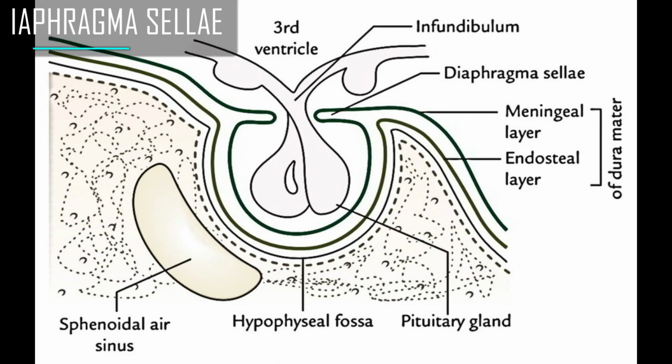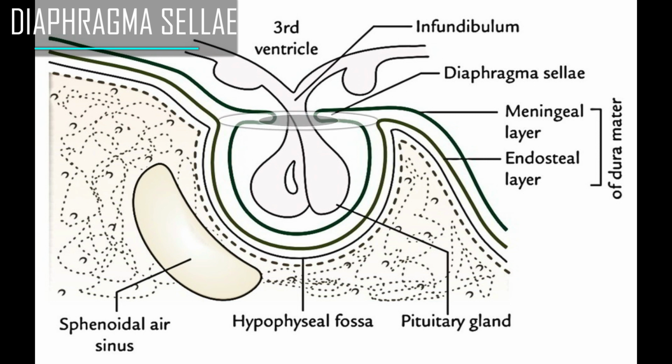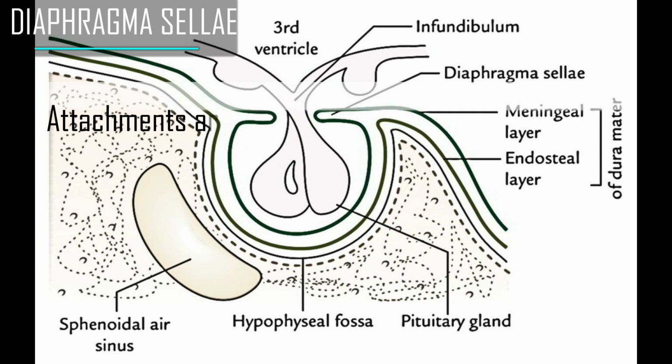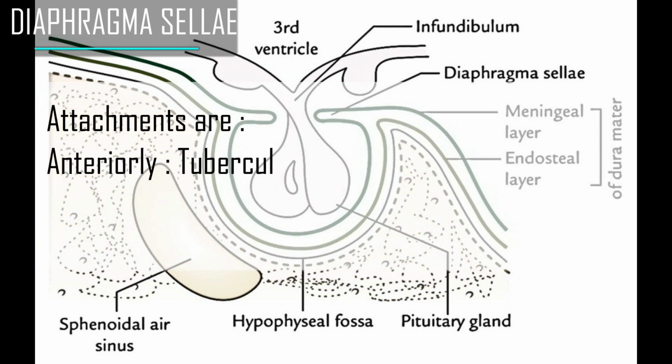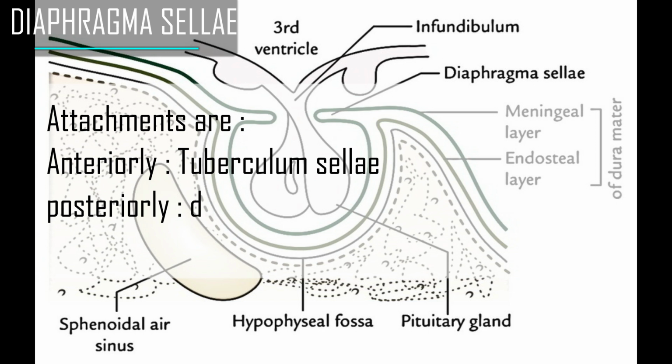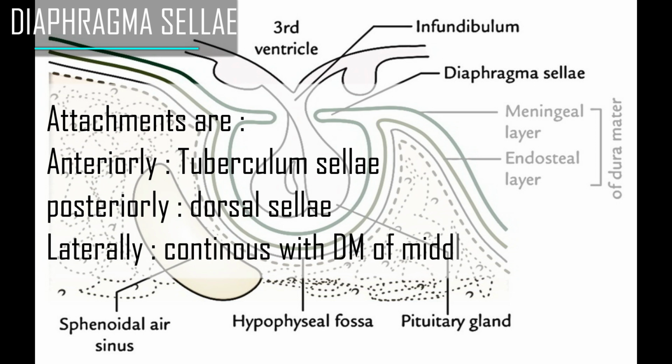Next comes diaphragma sellae, a small circular fold of the dura mater. It completely roofs the hypophyseal fossa of the sella turcica, a part of the sphenoid bone. Diaphragma sellae also has a central aperture through which the pituitary stalk passes. Its attachments are anteriorly to the tuberculum sellae, posteriorly to the dorsum sellae, and laterally it continues with the dura mater of the middle cranial fossa.